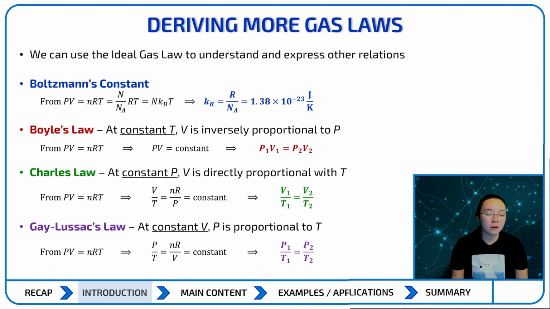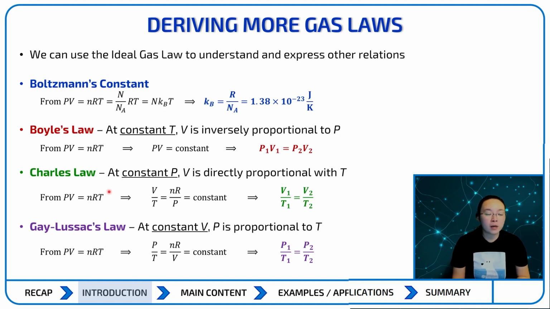We then have Charles' law. This is what happens when there's a constant pressure. So if you look at PV equals nRT, if you have constant pressure, what this means is N and R are also constants, which means V is directly proportional to T. So if I have V divided by T and push all of my constants to one side, I get V over T equals nR over P, which means if I'm comparing two systems with each other, I have V1 over T1 equals V2 over T2. So that is Charles' law.